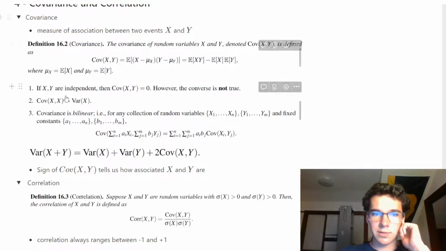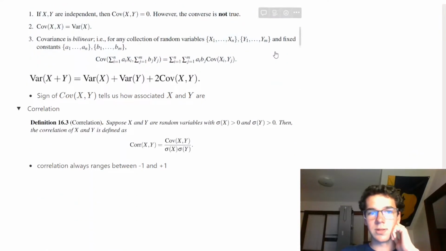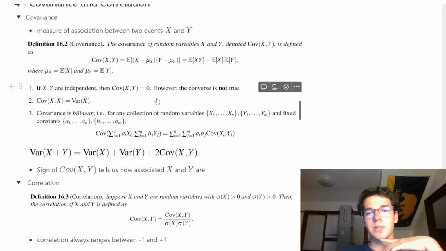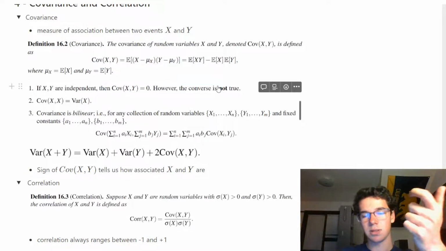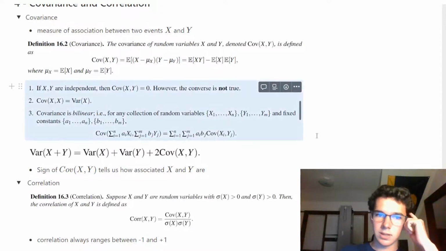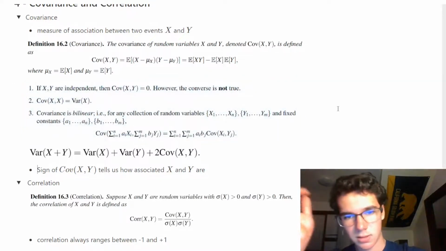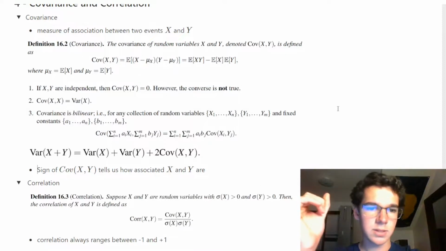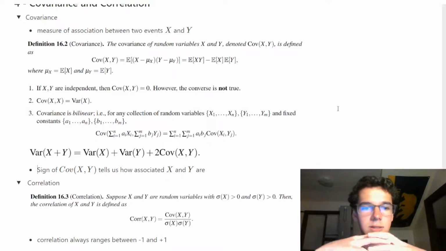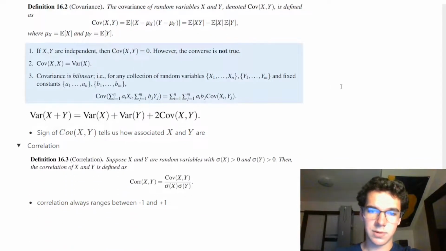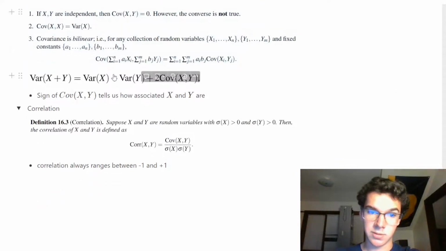They don't really derive it, but they do give us some important information about it, which is that if x and y are independent, then their covariance is 0. But the converse is not true. And the covariance of two of the same variables is just equal to the regular variance of one variable. And I don't really want to go through this last one, so I'm not going to.